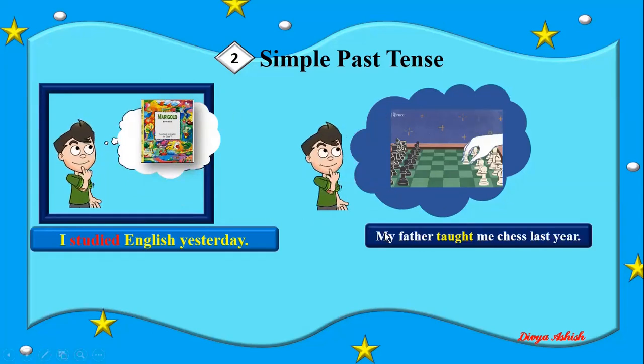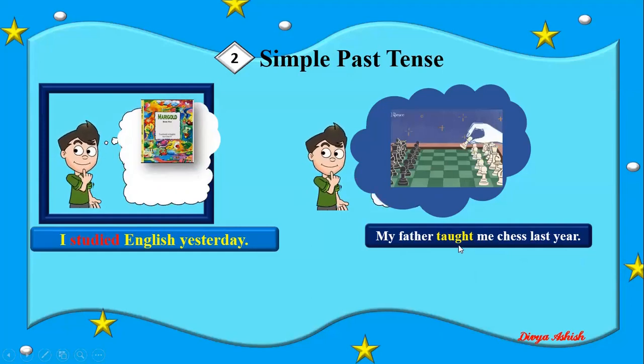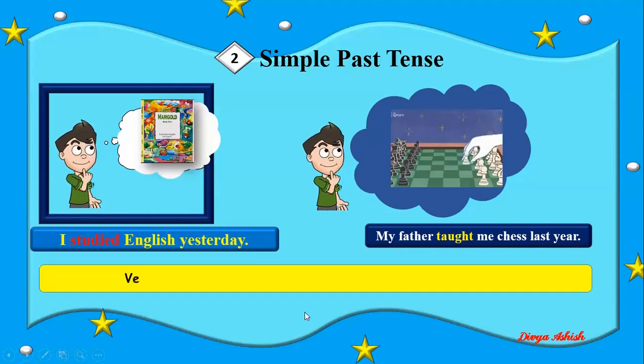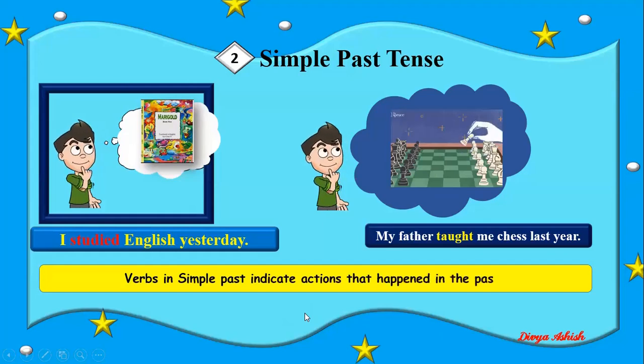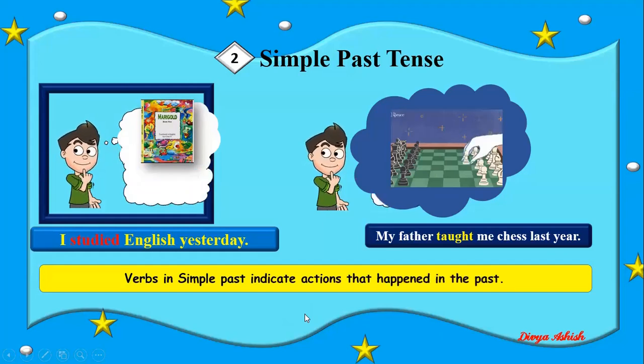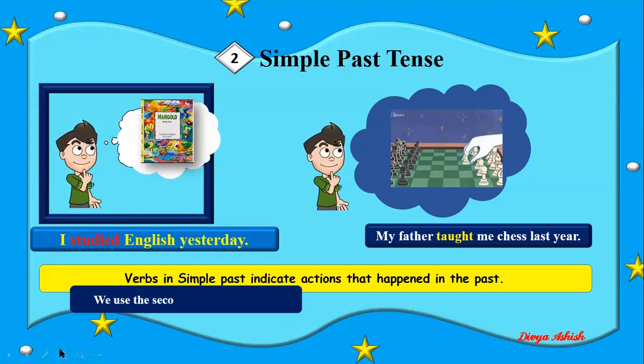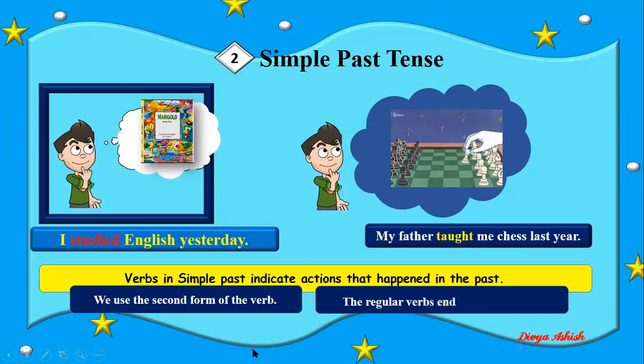Moving on to the second example, the boy says, my father taught me chess last year. In this sentence, the verb taught indicates an action that occurred last year or in the past. So the verb taught is in the past tense form. So children, we can conclude that verbs in simple past tense indicate actions that happened or occurred in the past. In this case, we use the second form of the verb and the regular verbs end with ed.